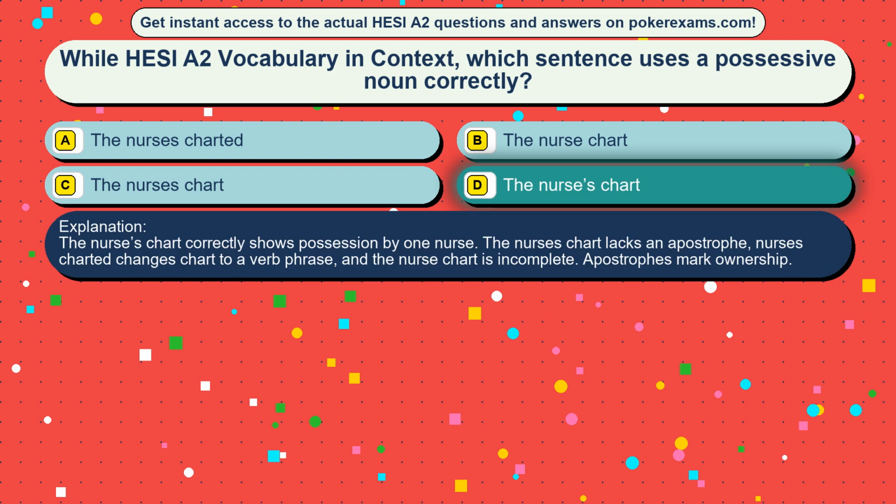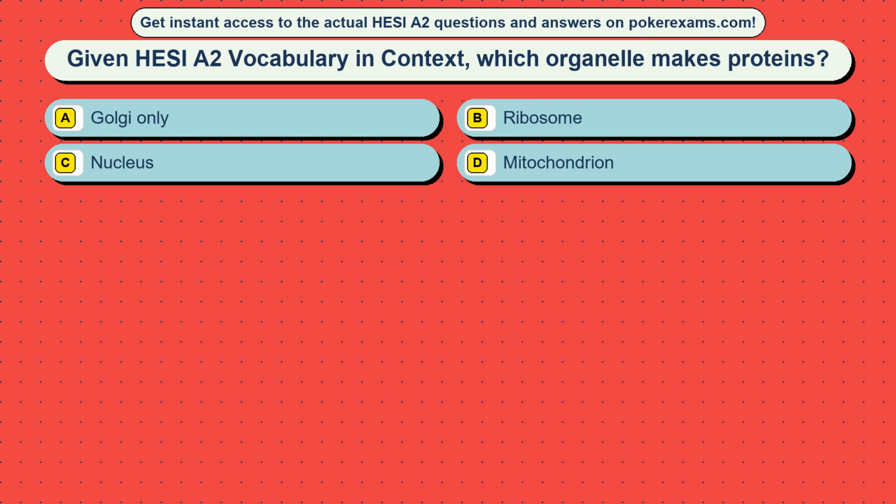The nurse's chart correctly shows possession by one nurse. The nurse's chart lacks an apostrophe. Nurse's charted changes chart to a verb phrase, and the nurse chart is incomplete. Apostrophes mark ownership.